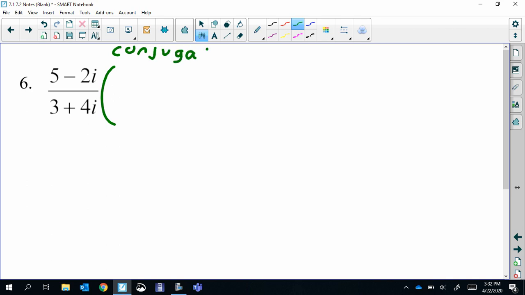Conjugate means you just change the ending, just like in foreign languages when you conjugate verbs and things like that in Spanish. You conjugate it, you change the ending to match the subject. We're changing the ending here. So we're changing the ending from 4i to negative 4i. Just change the sign of it.